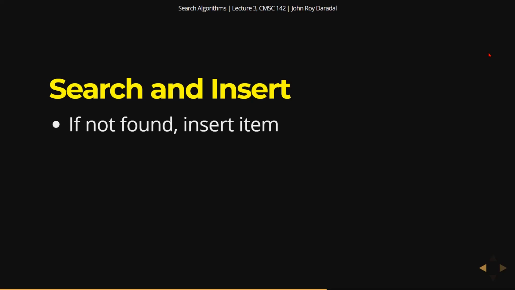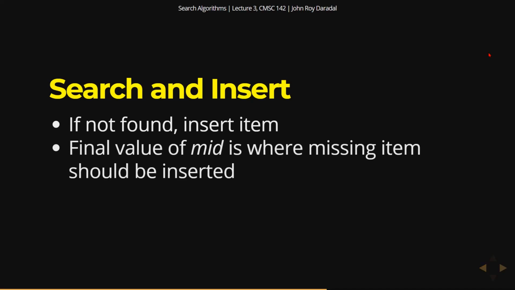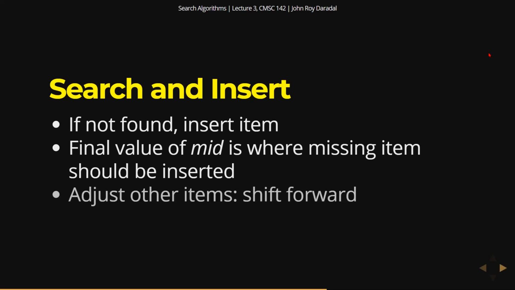Now if you're trying to do search and insert, like if you look for it and it's not there, then you insert the item. So if it's not found, insert it. The final value of mid is where the missing item should be inserted. So where you stop your search in binary search is also where you need to insert that missing item. Then you need to adjust other items by shifting them forward.